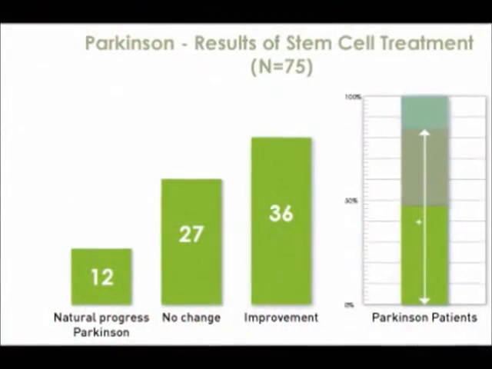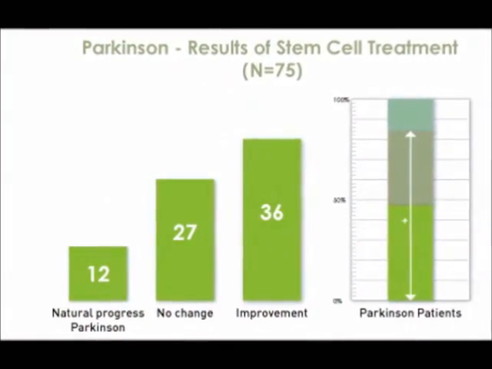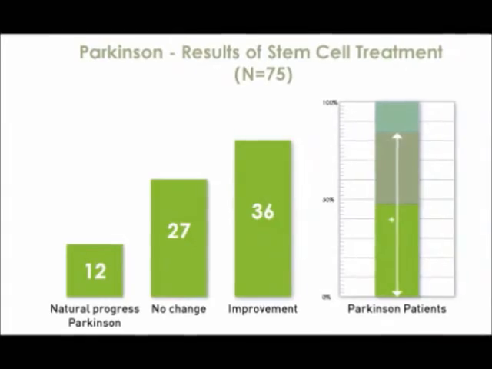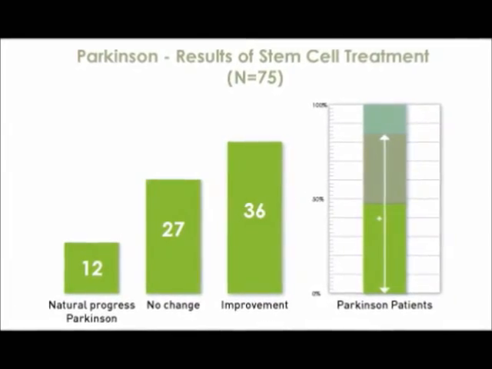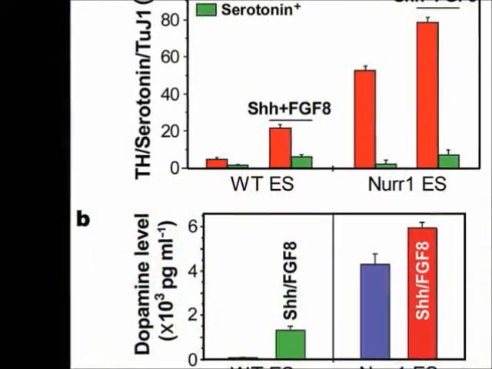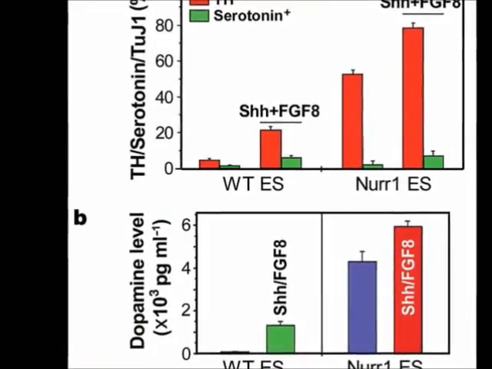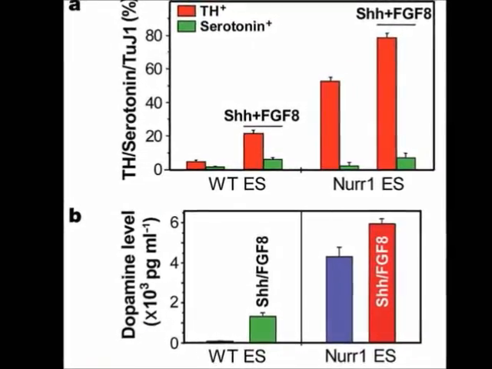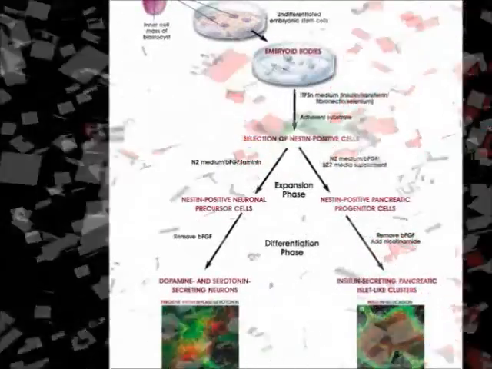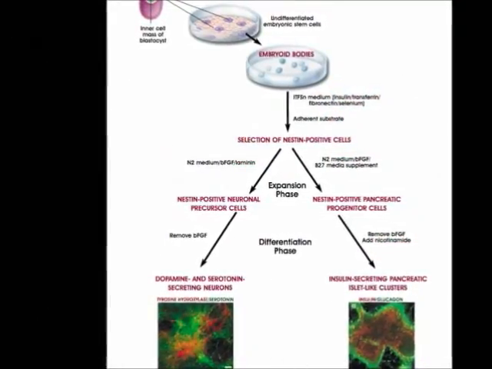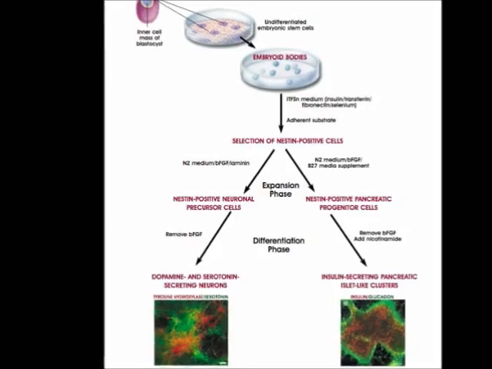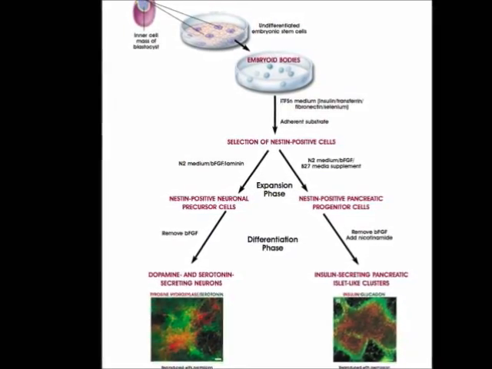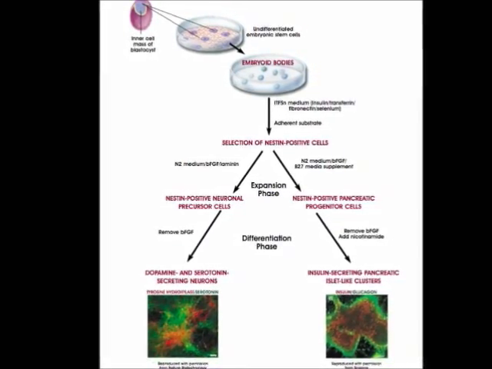This is a recent study of Parkinson's stem cell patients where 36 of 75 patients showed great improvement after their treatment. These graphs show how stem cell therapy can drastically improve both serotonin and dopamine levels in Parkinson's patients. And overall, researchers are now able to take an inner blastocyst cell, differentiate it into specific cells of the body, and can now replace inefficient cells that can produce and function as normal healthy cells.